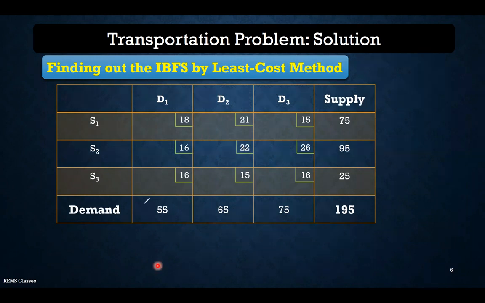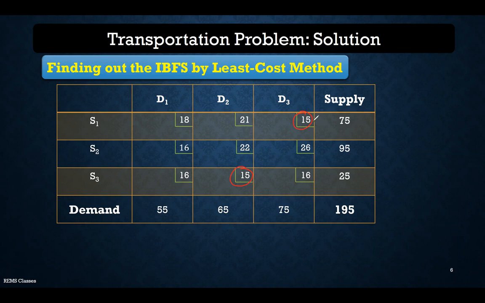In this technique, we will scan the entire transportation cost table and find the minimum transportation cost. In this case, we have two values of minimum transportation cost, 15 units and 15 units.